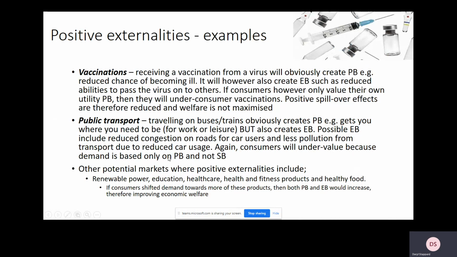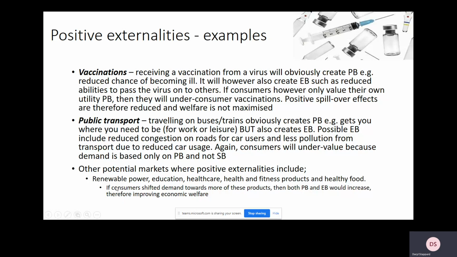You've got public transport as well. So the idea would be that when people travel in things like buses on trains, it's going to create private benefits for themselves. It's going to get you where you need to be to go to work or to have some fun, what we call leisure. But it also creates external benefits. So, for example, by you being on a train rather than being in your car, you are reducing congestion on the roads. You're also creating less pollution. But again, here's the thing. Those benefits are for third parties. It's other people that benefit from the roads now being quieter. It's other people that benefit from less pollution in the air. So again, people will base their decision on the private benefits, not the social benefits. And that, again, can lead to an underconsumption problem.